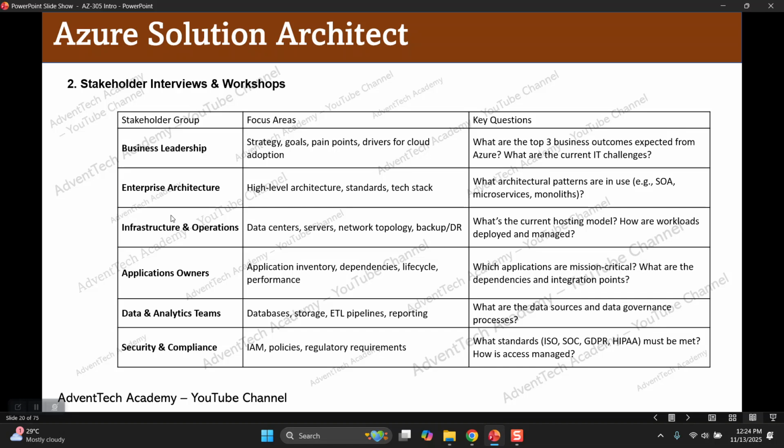And as a solution architect, we have to connect with the enterprise architect. We have to collect the details regarding enterprise architecture, like high level architecture, standards and tech stacks.